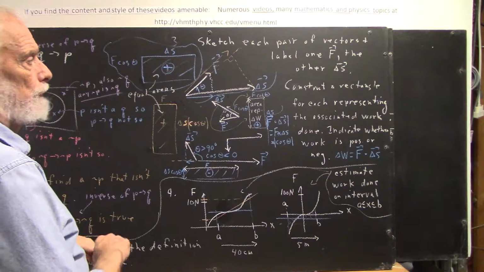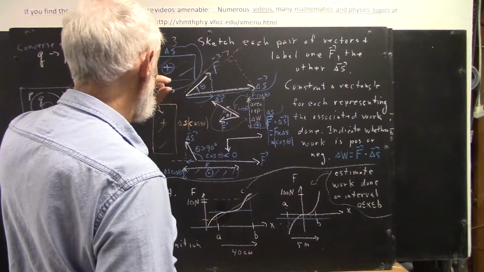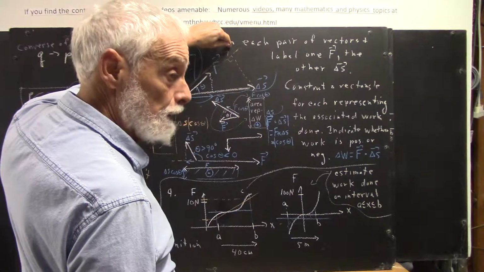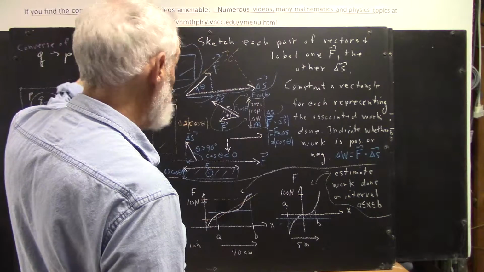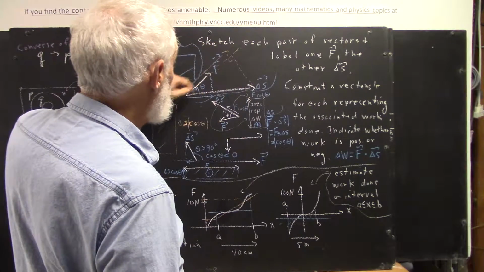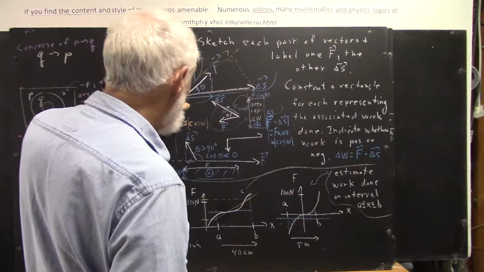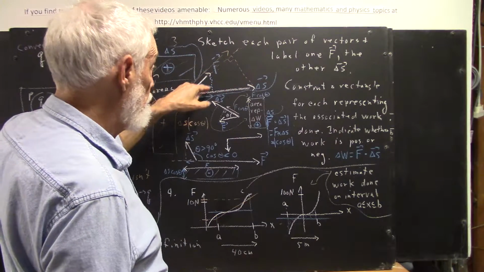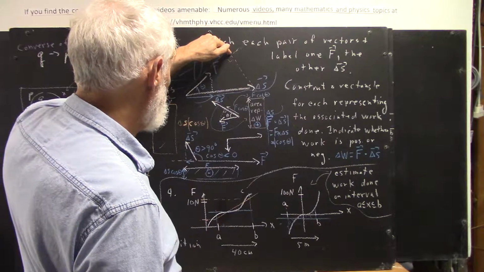Now, also in a different color, I projected delta S onto F, and I got this projection. Okay, now this projection represents what? Delta S cosine theta. Right here's your right angle, here's your hypotenuse, here's your adjacent side, side adjacent to theta. So this has got to be delta S cosine theta.